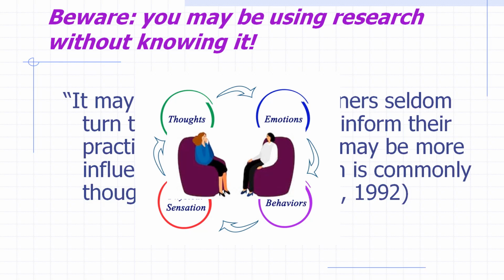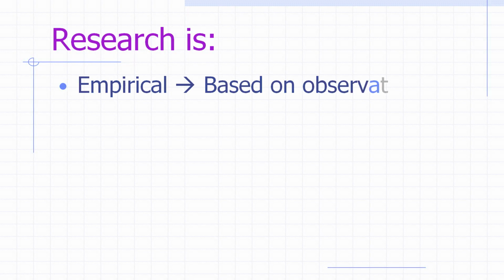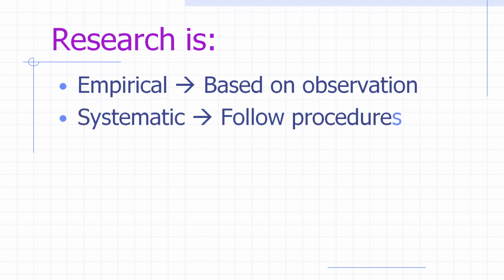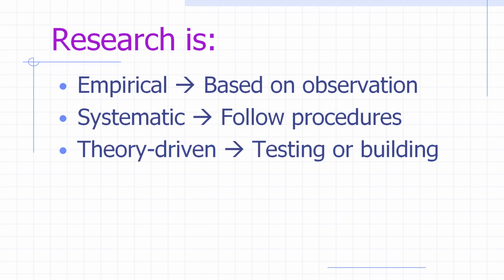Okay, so that's just a little interlude there. Let's move on to what research is. Research is empirical, which is a fancy word and a way of saying that it's based on observation. Whether that be eyeballs, like actually looking at something and taking a measurement, or more typically via a survey or an interview or what have you, that's what empirical means. It's systematic. I already mentioned this, that we follow certain procedures. It's theory-driven, so research is usually either testing a theory or coming up with a theory, which we call theory building.